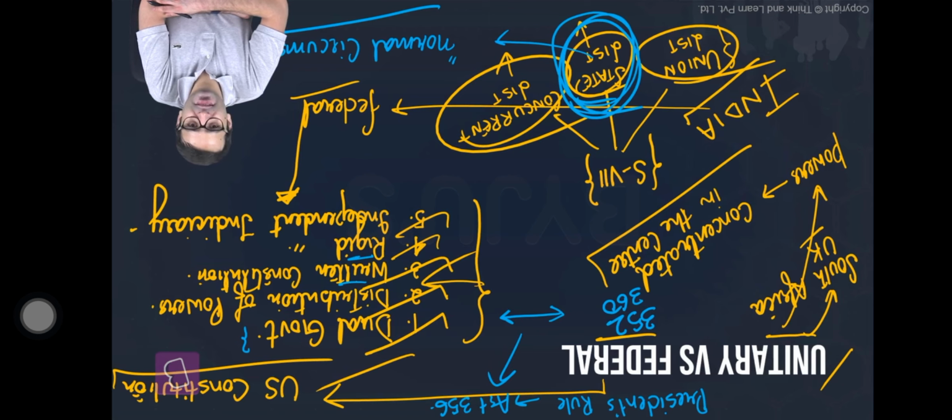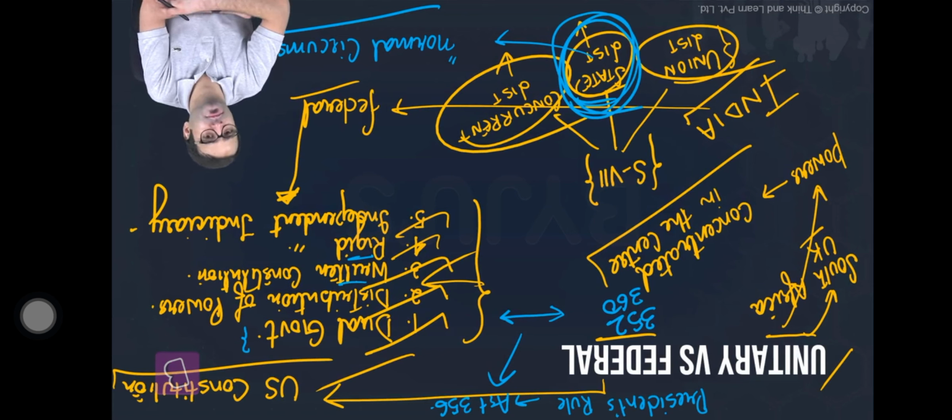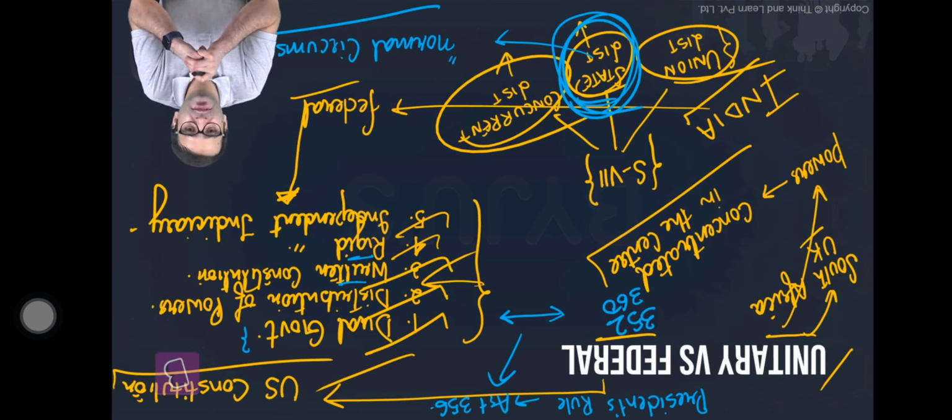But were states consulted when the Constitution was written? No. Can states propose amendment to the Constitution? No. Can states initiate amendment to the Constitution? No. So we have a written Constitution, but to change this written Constitution, states cannot initiate any proposal.